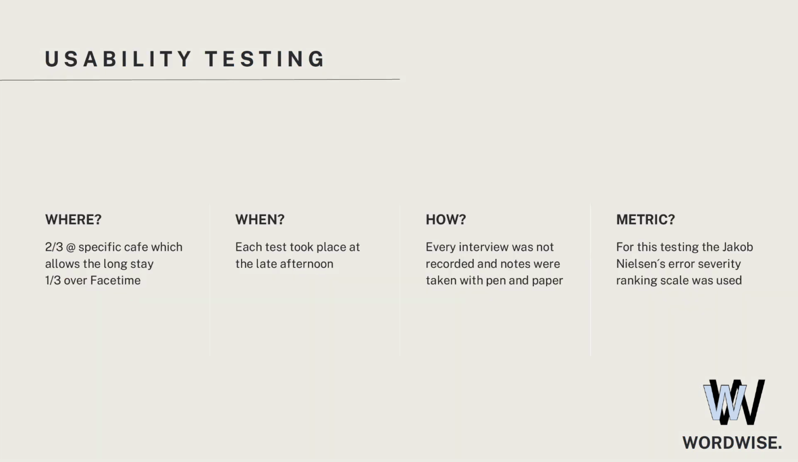Let's get to the basic facts about my usability test, where 2 out of 3 interviews took place at the specific study cafe, which allowed us to stay for a long time without feeling bothered. And the third interview took place over FaceTime. When was it? Each test took place in the late afternoon. How was it? Every interview was not recorded and the notes were only taken with pen and paper. And lastly, for the metric, for this testing, I used the Jakob Nielsen Error Severity Ranking Scale.